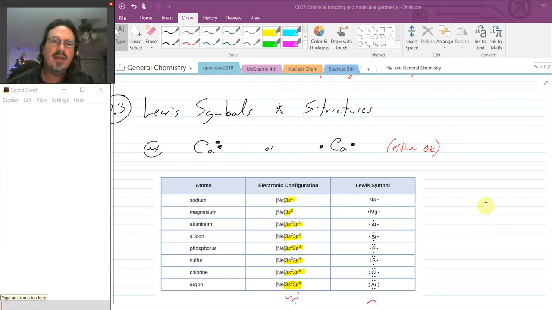Lewis symbols and structures. Now here, very important topic in chemistry, because finally we get to a nomenclature, a way to symbolize covalent bonds. And it kind of works for ionic, but mostly covalent bonds, in a way that really simplifies things and lets us see what's truly happening with these electrons in these bonds.